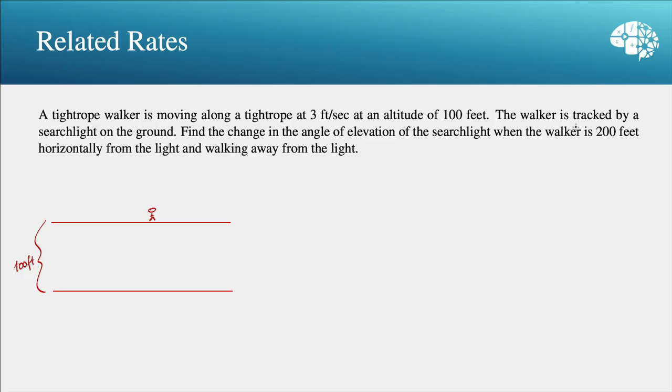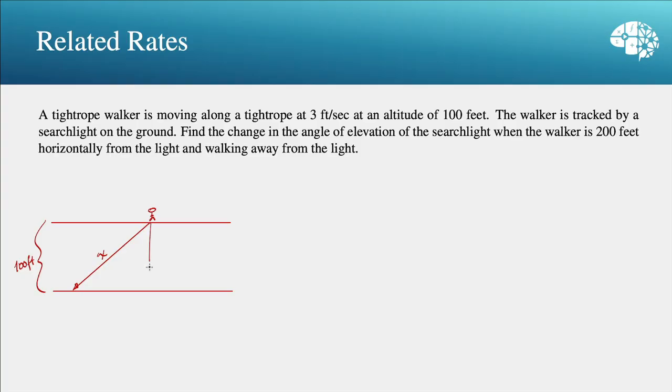The walker is tracked by a searchlight on the ground. So there could be a little light here. Find the change in the angle of elevation of the searchlight when the walker is 200 feet horizontally from the light. So this distance here is 200, but of course it's changing. So I'm going to go ahead and just call it x. And that is when the walker is 200 feet horizontally.